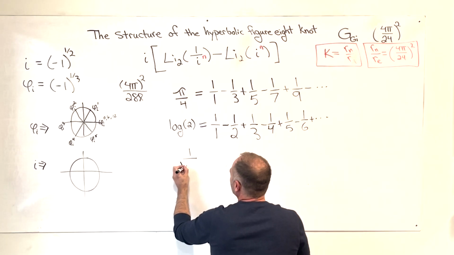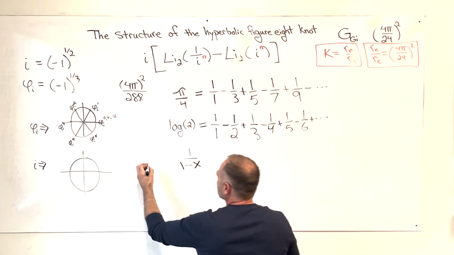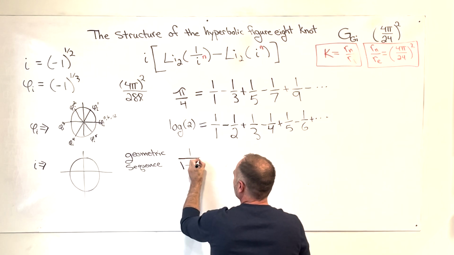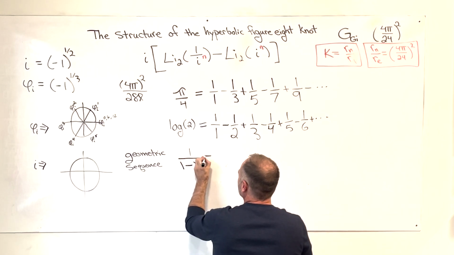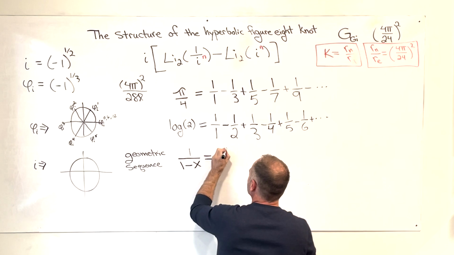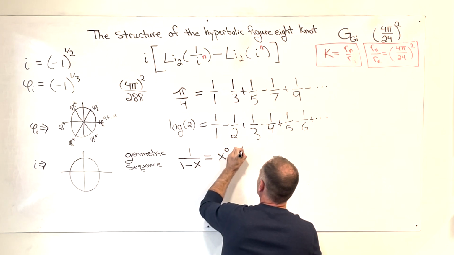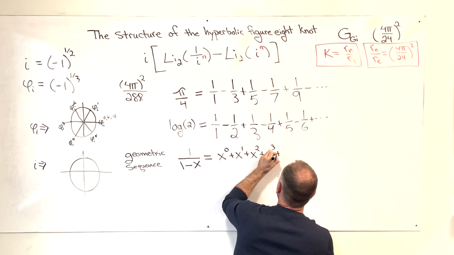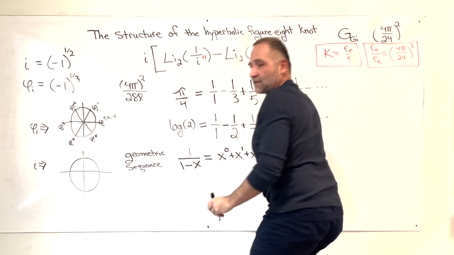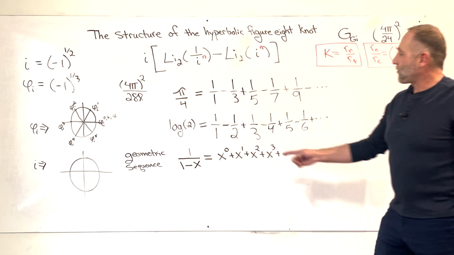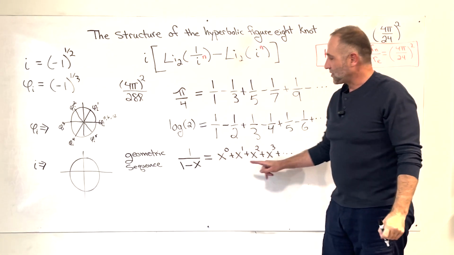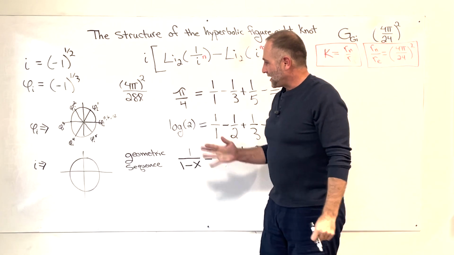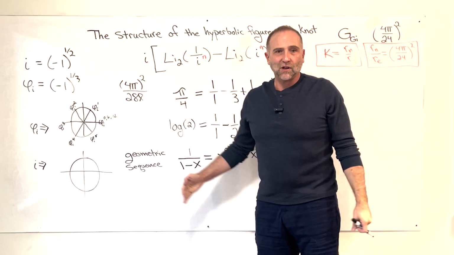1 over 1 minus x. This is the geometric sequence. Okay, very simple. 1 over 1 minus x is equal to x to the 0 plus x to the 1, plus x to 2, plus x to the 3, and on and on. 1 over 1 minus x is equal to the sum of all the powers of x. Okay? And this is the most important and central of all the sequences, and we call it the geometric sequence.